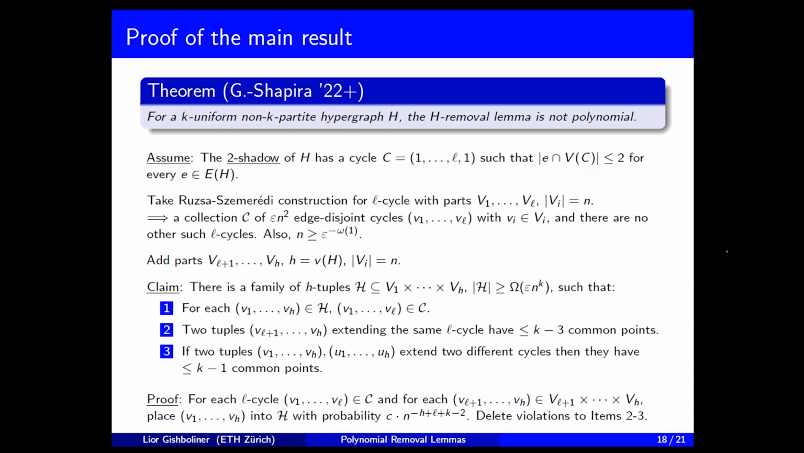The proof of this claim is just a probabilistic alterations argument. So for every cycle and for every way of extending this cycle, we add this tuple into the family with this probability. And then we maybe have some pairs that violate items 2 and 3, so we just delete them. And if we do the calculation, then the number of tuples we delete is smaller than the size of the whole collection. So it's just the usual deletion method.